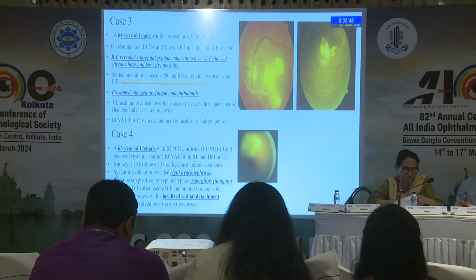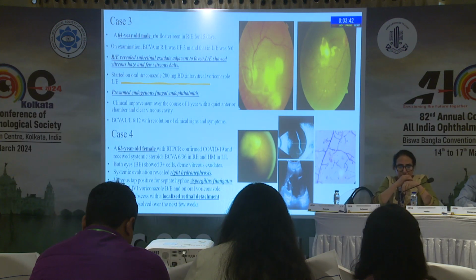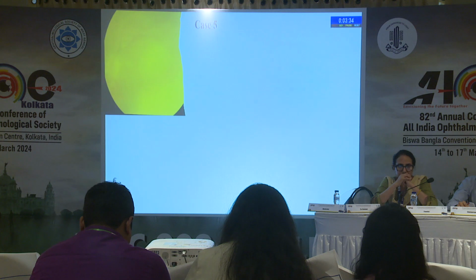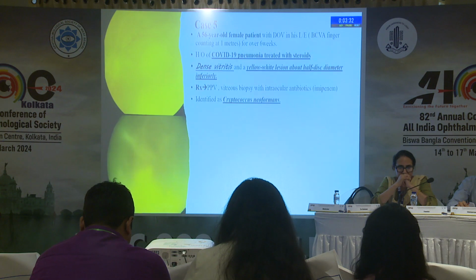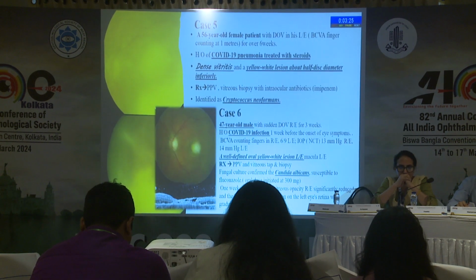In our next case, which was also an RT-PCR confirmed COVID-19 case, systemic evaluation revealed right hydronephrosis, and vitreous tap was positive for septate hyphae of Aspergillus fumigatus, as shown here. In our next case, we could not see anything. There was dense vitritis and a yellow-white lesion about half disc diameter inferiorly. We proceeded for pars plana vitrectomy and got Cryptococcus neoformans.